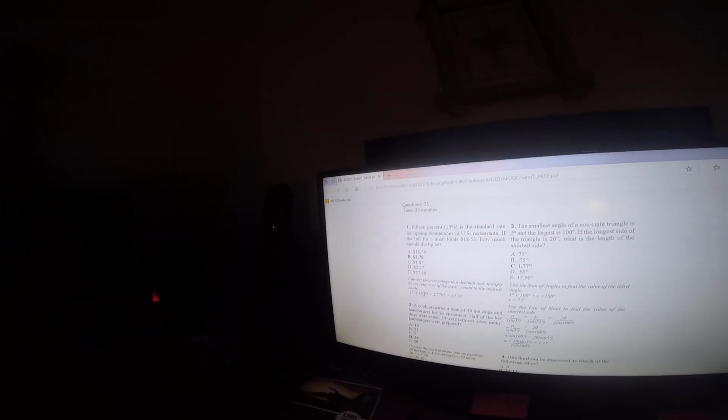Alright, 15% is the standard rate for tipping wait persons in U.S. restaurants. If the bill for a meal totals $18.53, how much should the tip be? $2.78. Convert the percentage to a decimal and multiply by the total cost of the meal. Round to the nearest 10. Alright, 0.15, 15% times 18.53 equals 2.78.